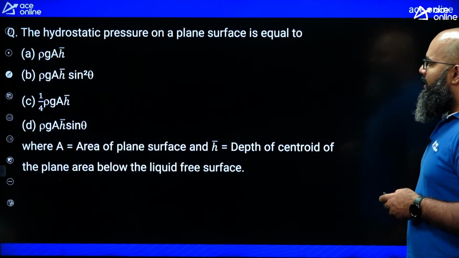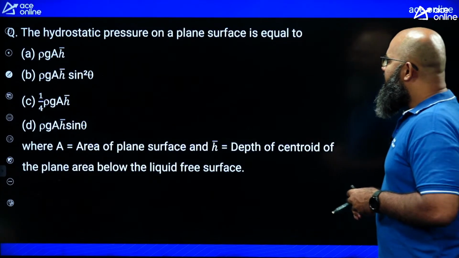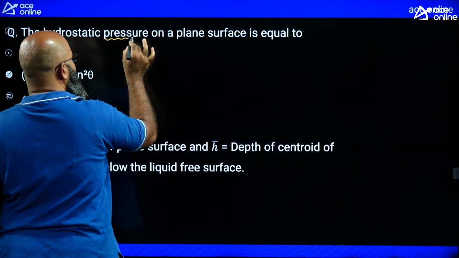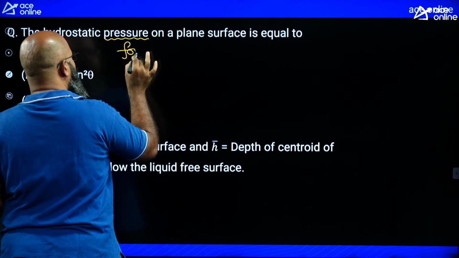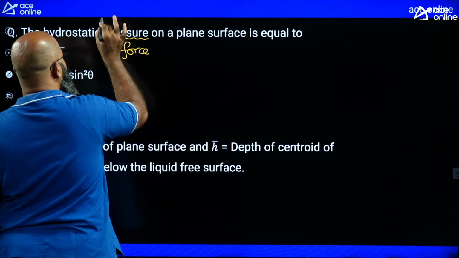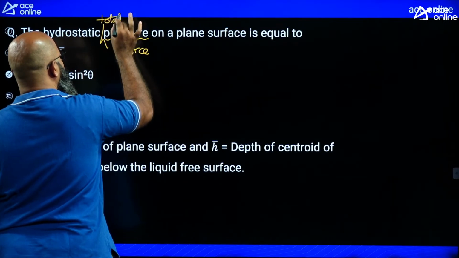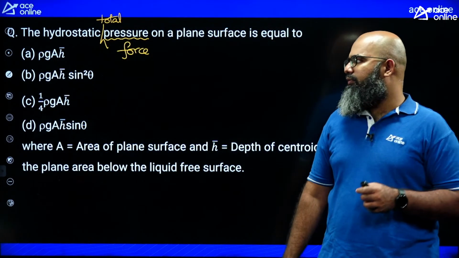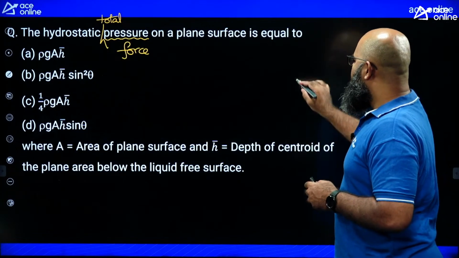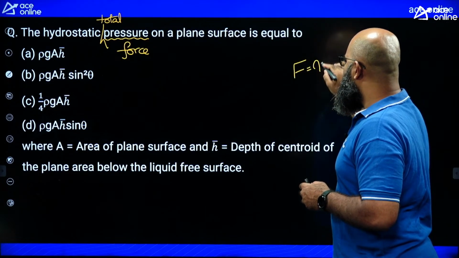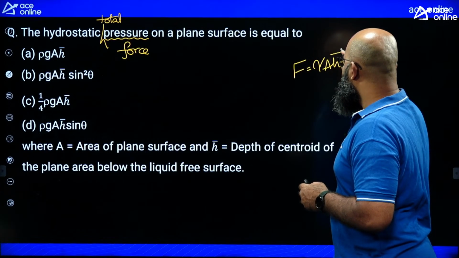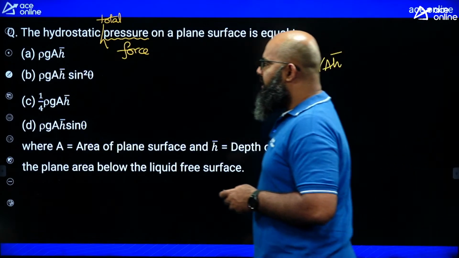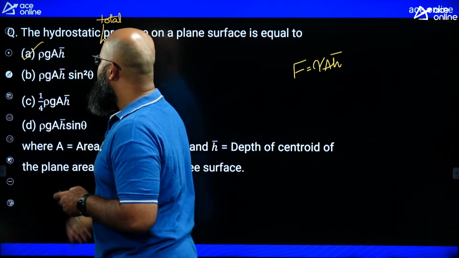Moving further. The hydrostatic pressure on a plane surface is equal to, whenever they use the word hydrostatic, strictly speaking, the word should be force over here, or if they are using the word pressure, they are supposed to use the word total pressure. You can use the word hydrostatic total pressure, or you may use the word hydrostatic force on a plane surface is equal to. The formula for hydrostatic force is gamma into area times h bar. This is the formula we have for hydrostatic force. Gamma is rho g, area is area, h bar is h bar.